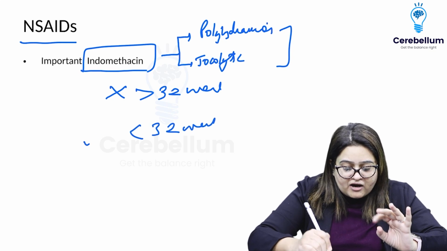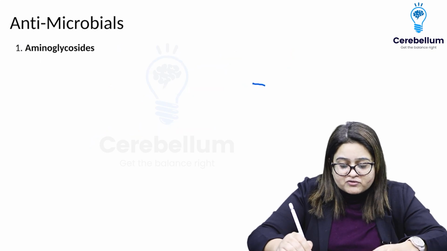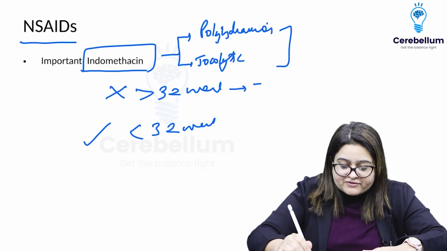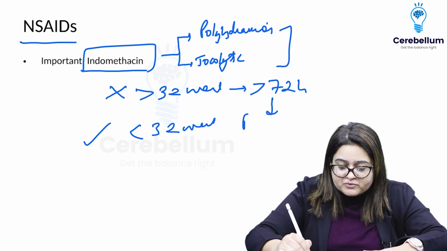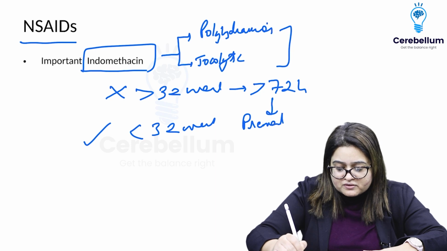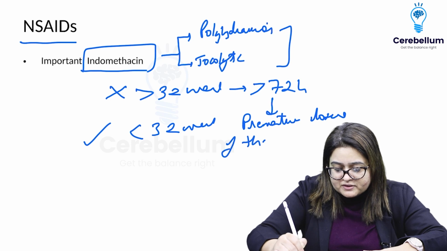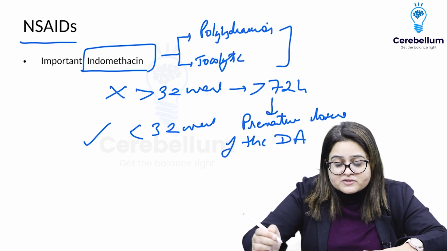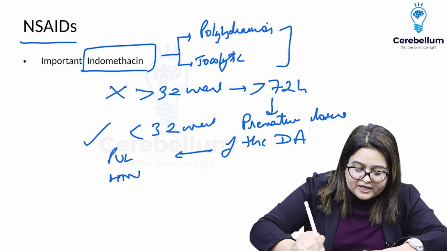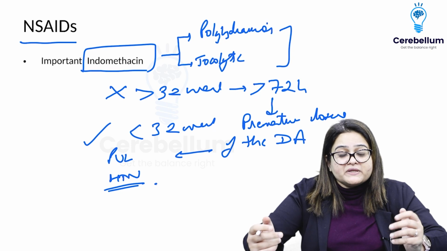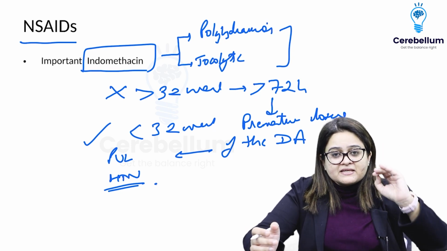Okay, because after 32 weeks, what does it cause? If it is given for a prolonged period of more than 72 hours, it causes premature closure of the ductus arteriosus, and this in turn causes fetal pulmonary hypertension, which could be lethal to the baby. So remember, indomethacin is an NSAID.